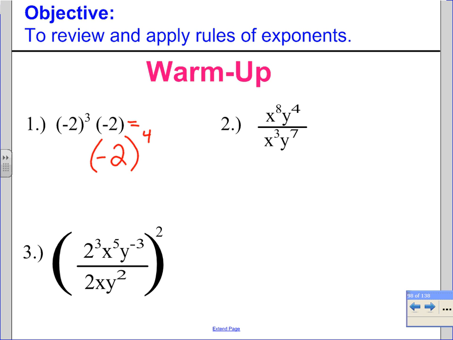Another thing I notice is don't forget there's a 1 here. If you don't see an exponent, it's a 1. Okay, Briar, number 2. Good job. X to the 5th over y to the 3rd. That's a 5. Okay, and then number 3, Matt. Awesome job.